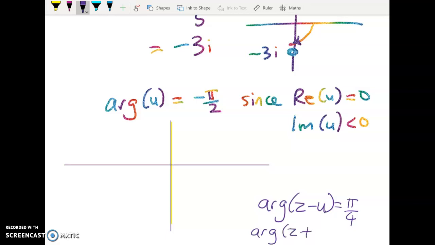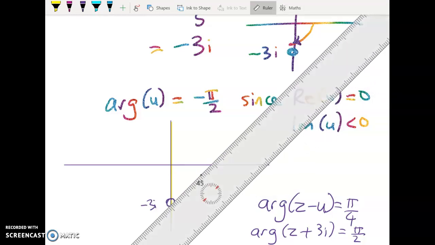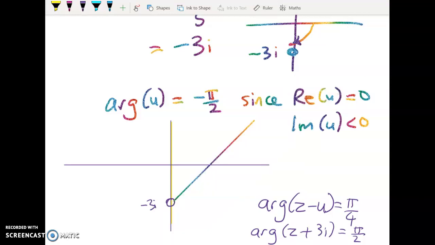and u is negative 3i. So we want to go down to negative 3i and draw an open circle, and then a half line that's going up at a 45-degree angle. And if you draw this diagram well, it's going to make the solution pretty obvious. So there's my half line there.